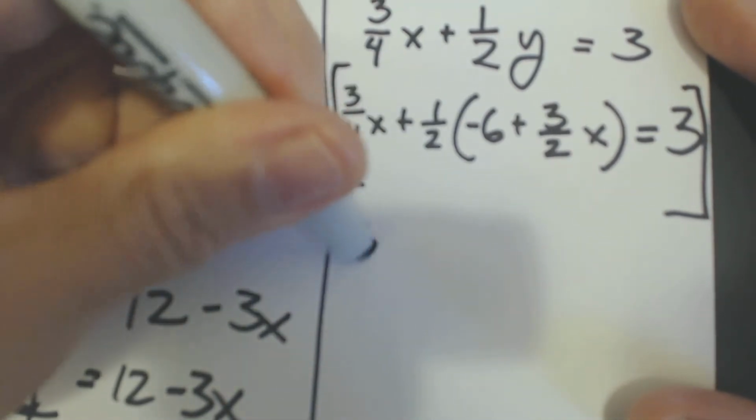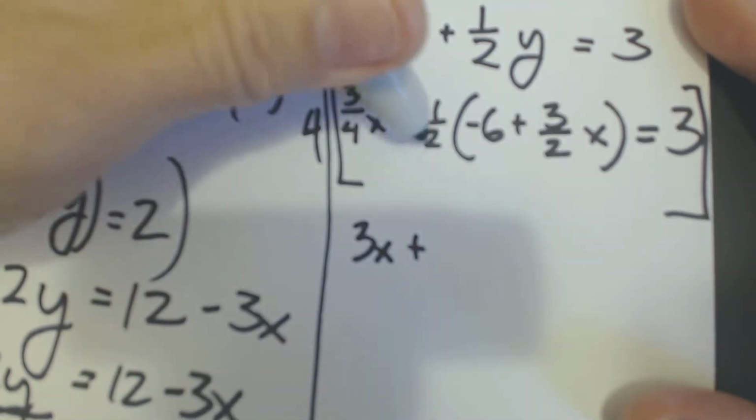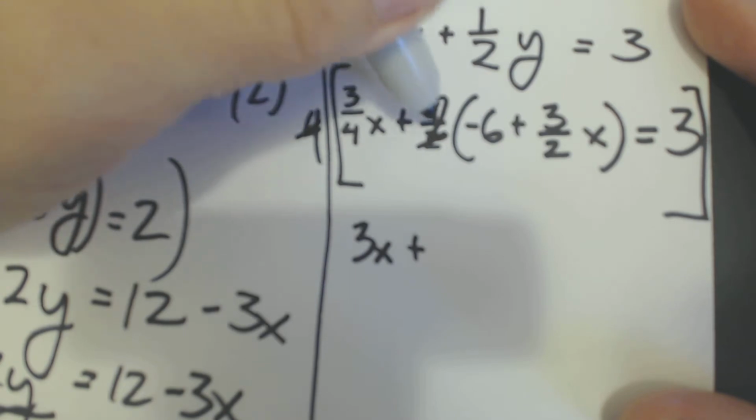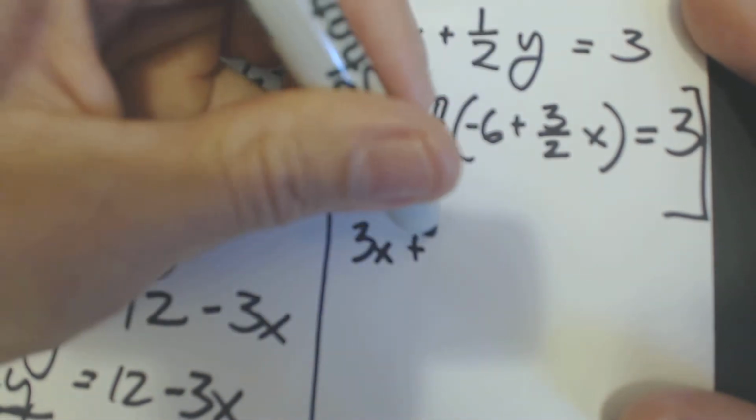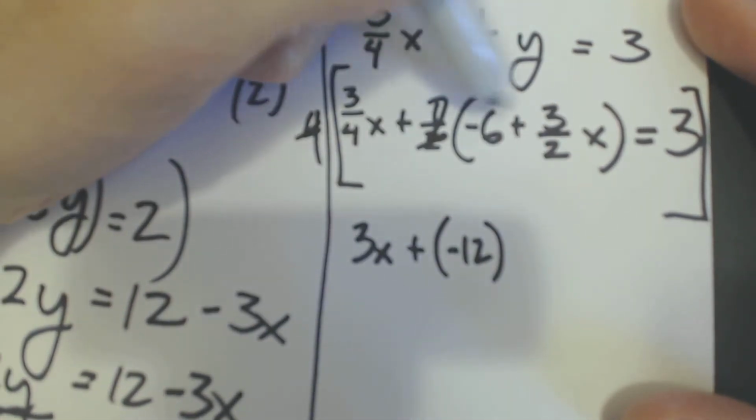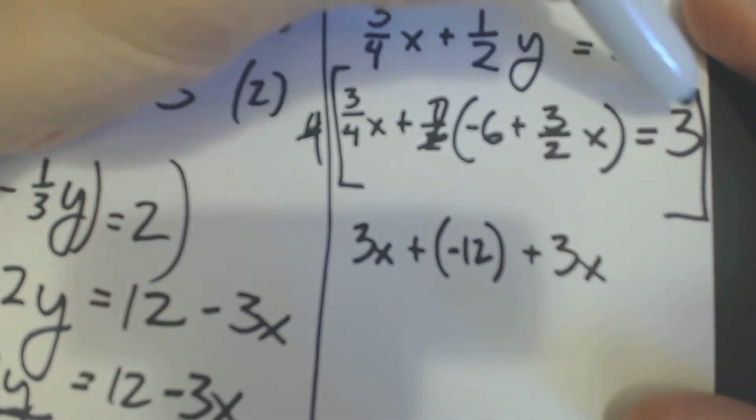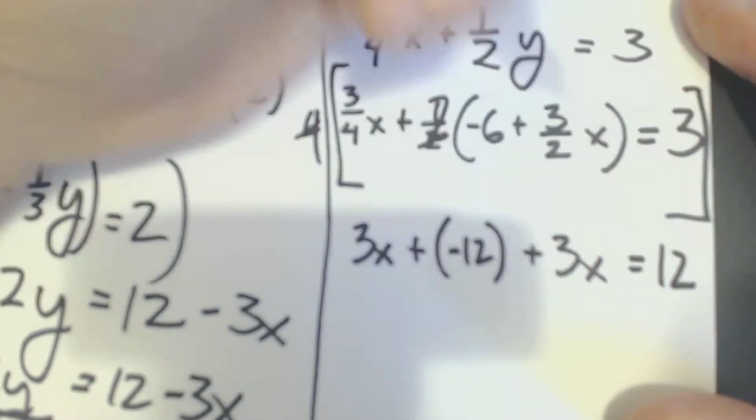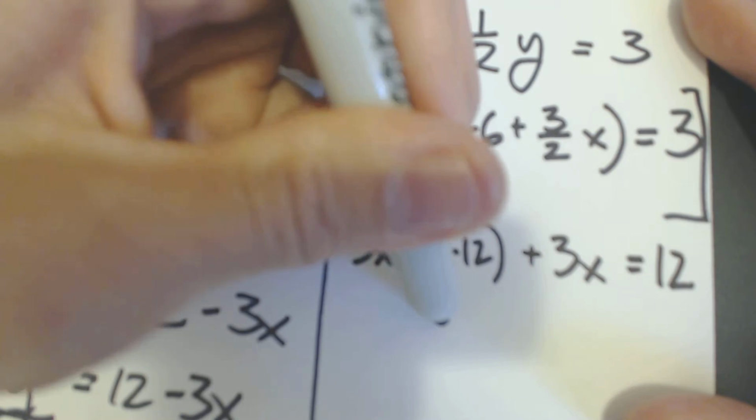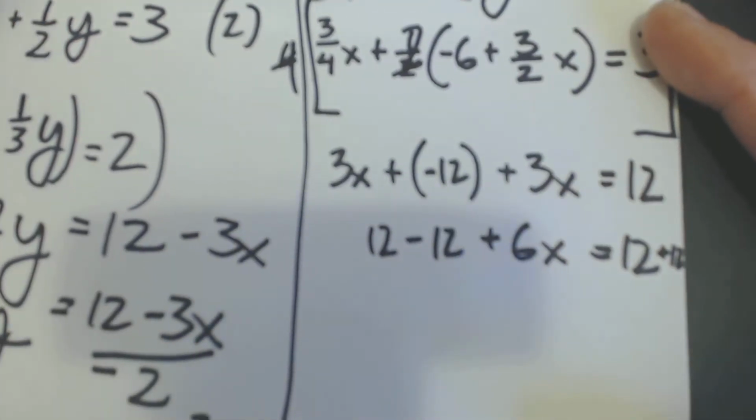So we're going to have 3x plus, this is going to become 2, and we'll multiply through by 2. So 2 times negative 6 is negative 12. And then 3/2 times 2 is going to be 3x. And then we need to multiply 3 by 4 as well, so that's going to equal 12. Combine the x's. So we have negative 12 plus 6x equals 12. Let's add 12 to both sides, and so we have 6x equals 24. Divide both sides by 6. So our x is going to equal 4.